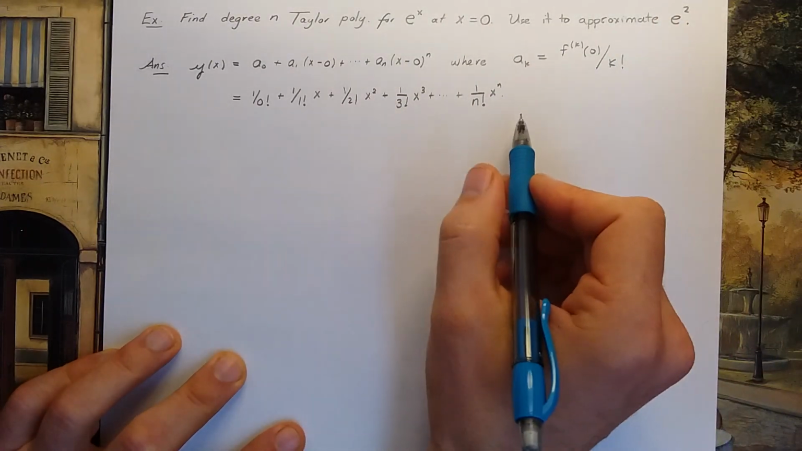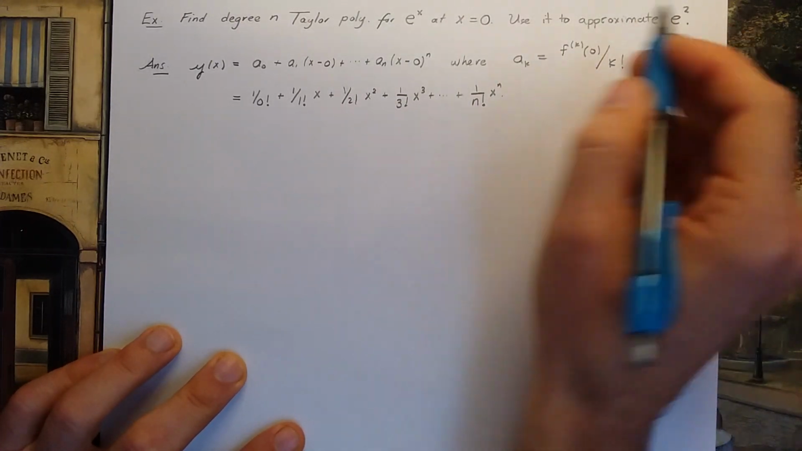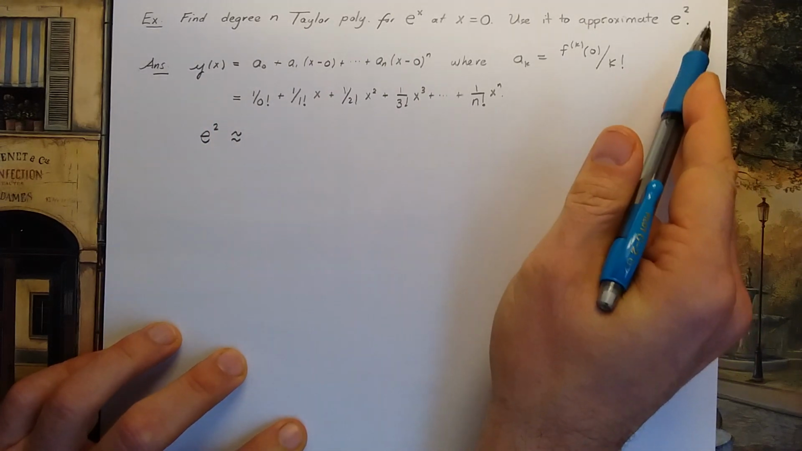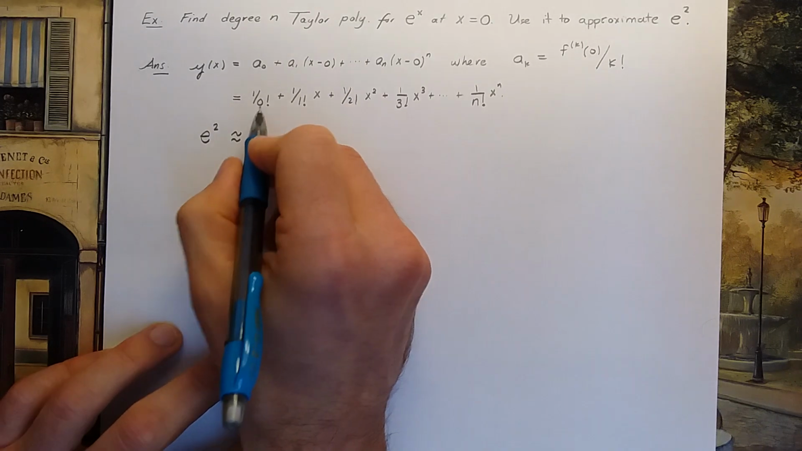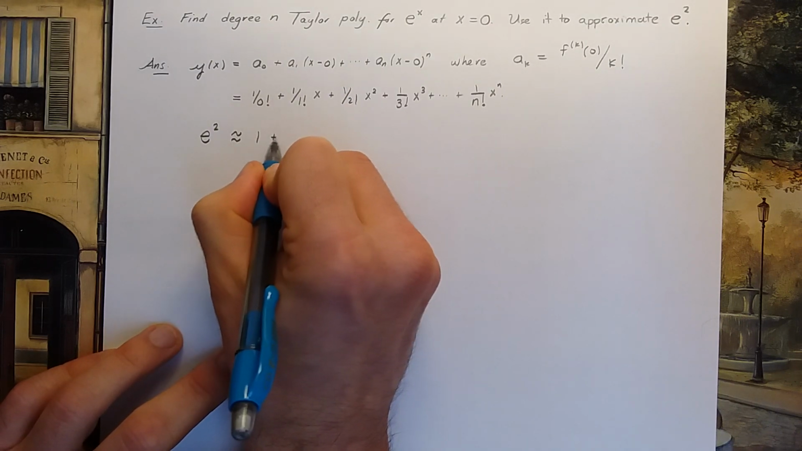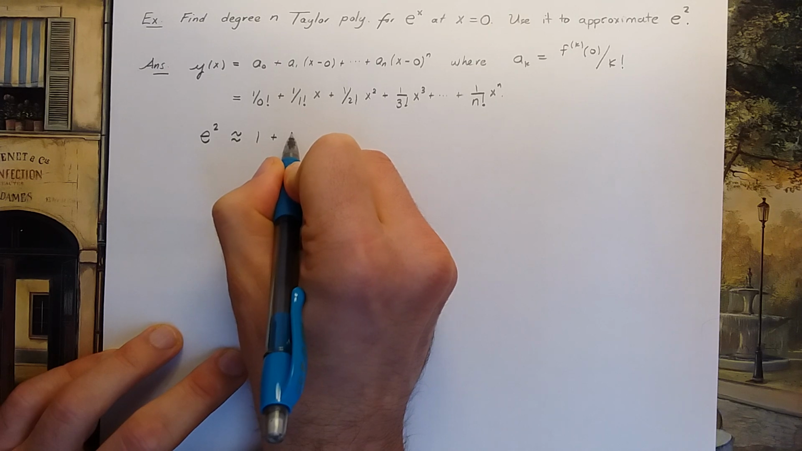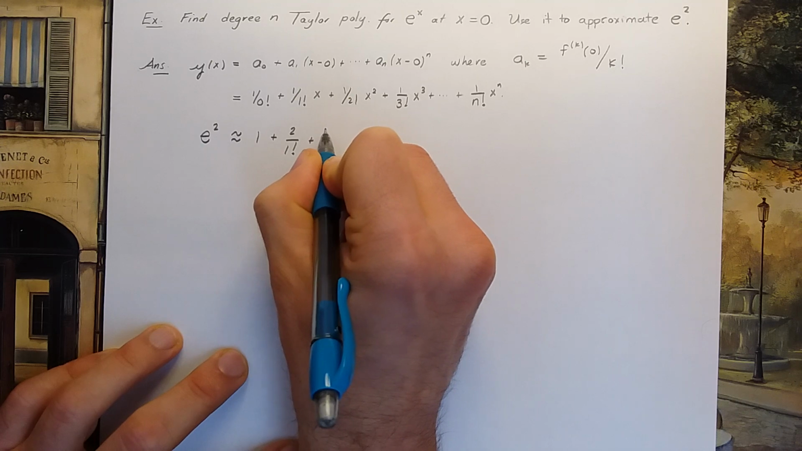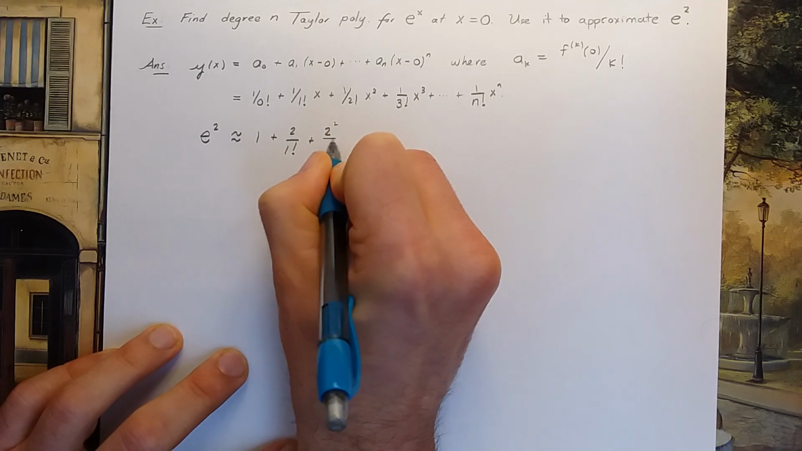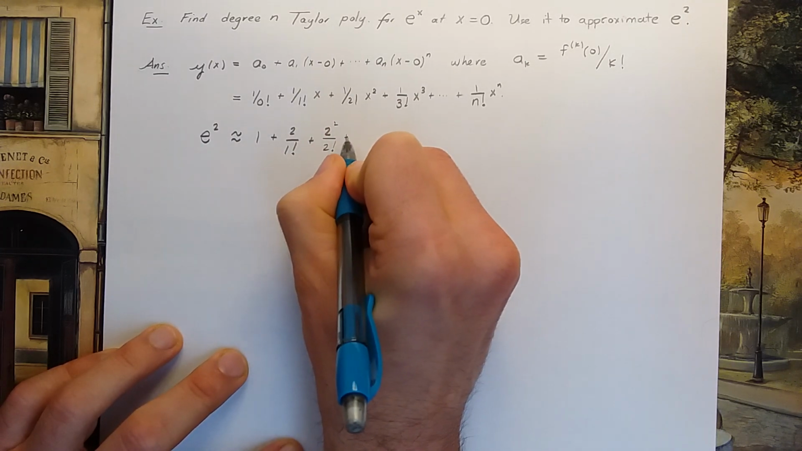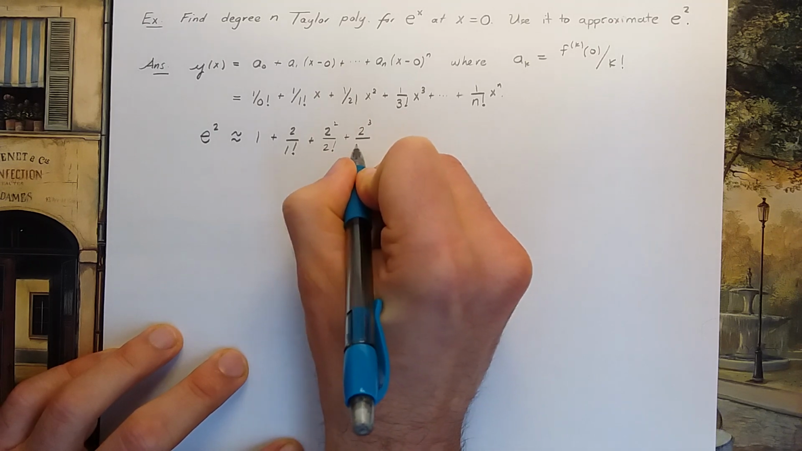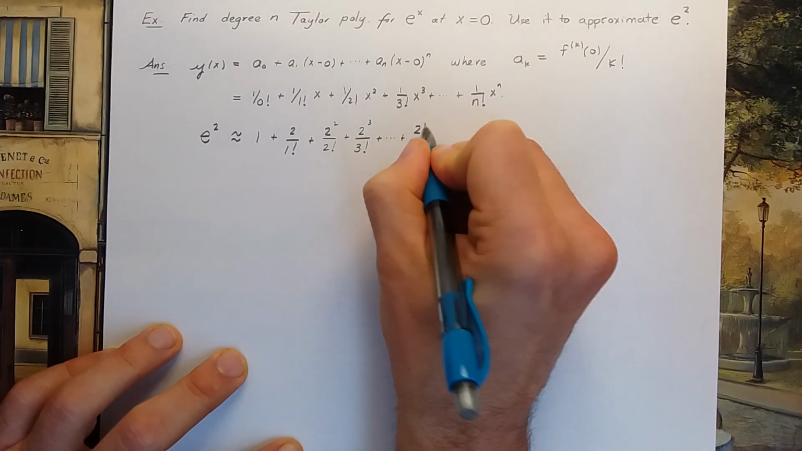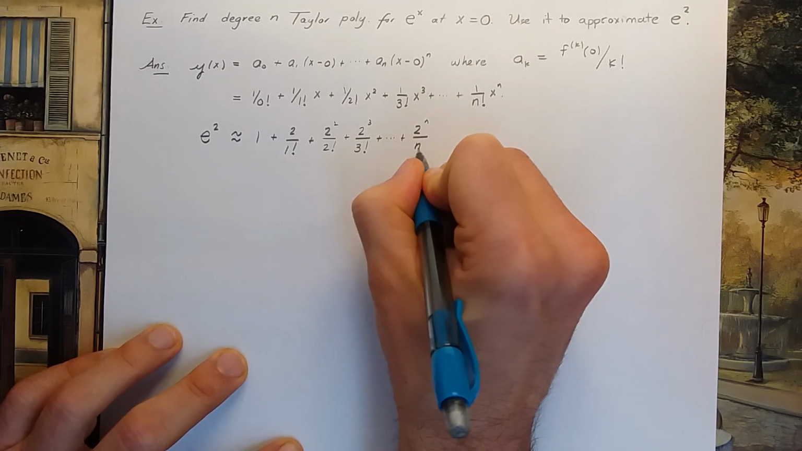So I have my Taylor polynomial, and I'd like to use it to approximate e squared. So e squared, I'm going to approximate by just plugging in x equals 2. So if I plug in x equals 2, I get 1 plus 2 over 1 factorial plus 2 squared over 2 factorial plus 2 cubed over 3 factorial, and so on until I get to 2 to the n over n factorial.